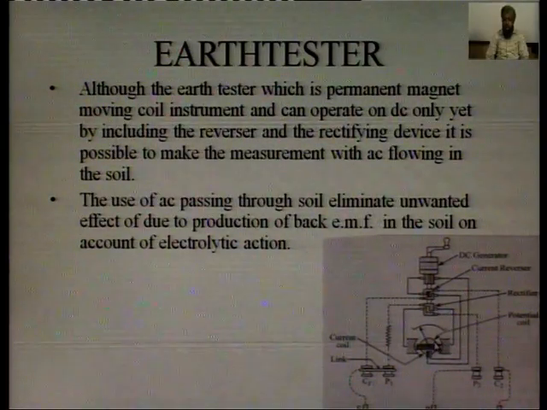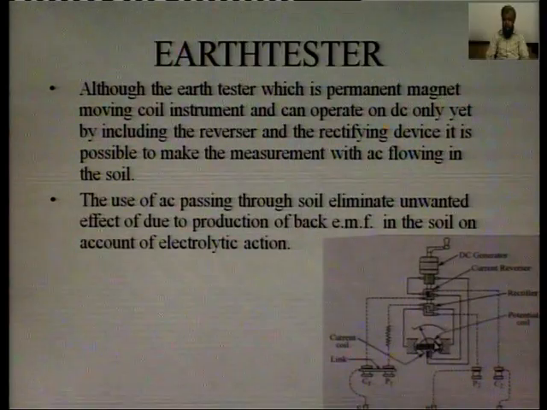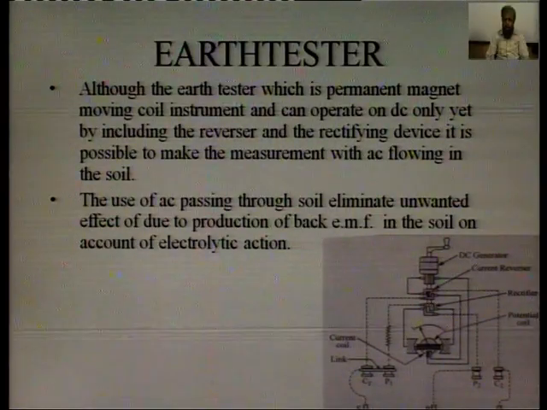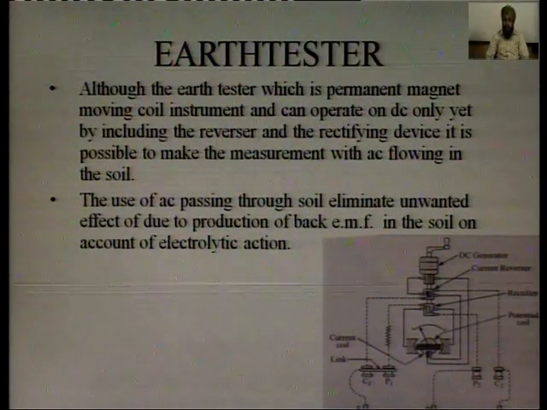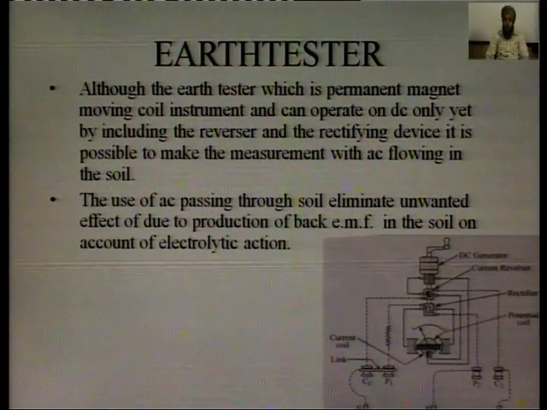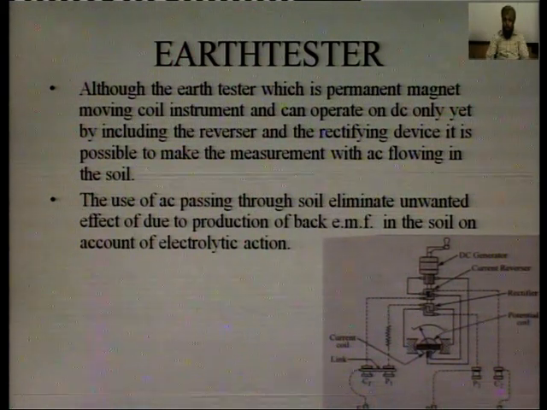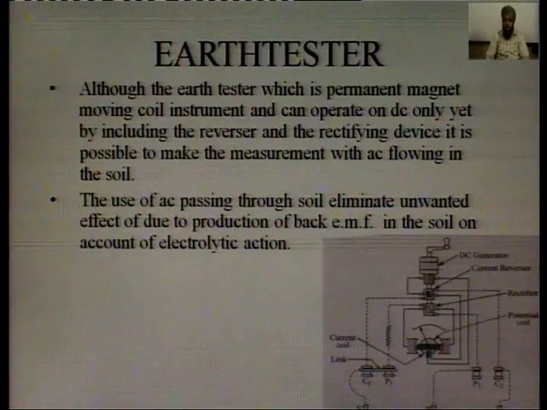Although the tester is a permanent magnet moving coil instrument and can operate on DC only, yet by including the reverser and rectifying device, it is possible to make measurement with AC flowing in the soil. The use of AC passing through the soil eliminates the unwanted effect due to the production of back EMF in the soil on account of electrolytic actions.